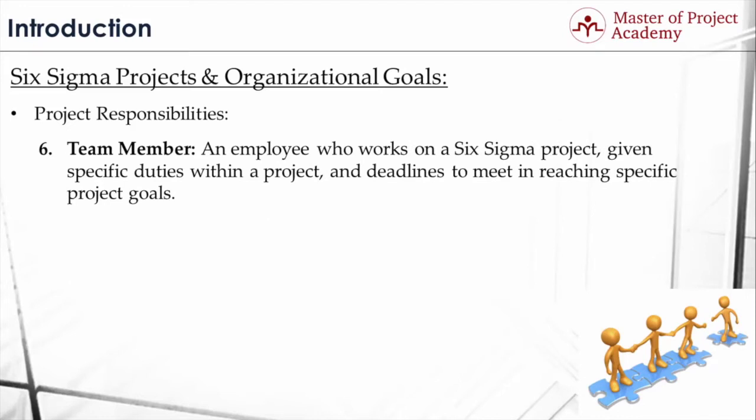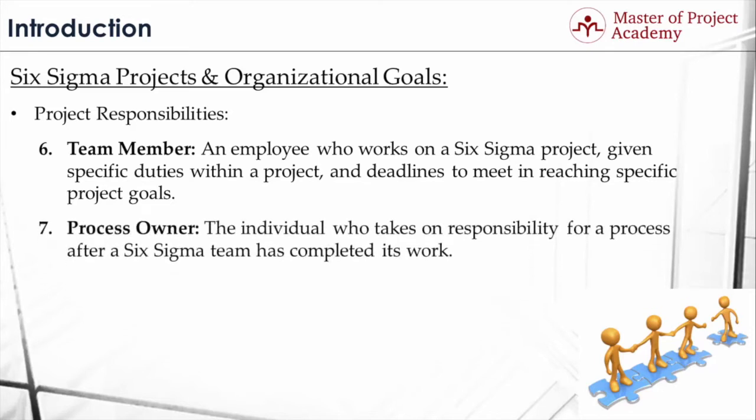6. Team member. An employee who works on a Six Sigma project, given specific duties within a project and deadlines to meet in reaching specific project goals. The team members execute specific Six Sigma assignments and work with other members of the team within a defined project schedule to reach specifically identified goals. And 7. Process owner. The individual who takes on responsibility for a process after a Six Sigma team has completed its work.